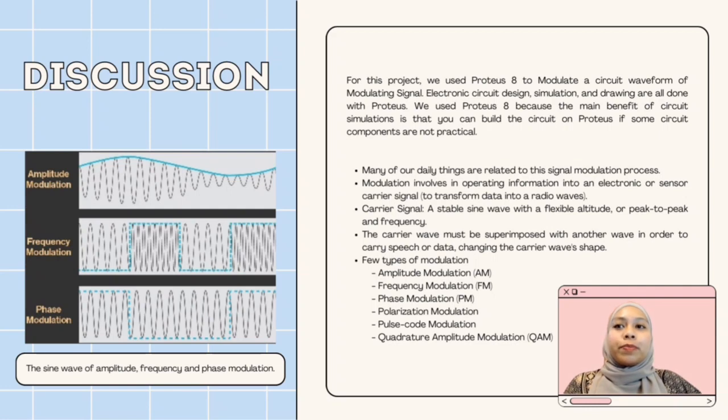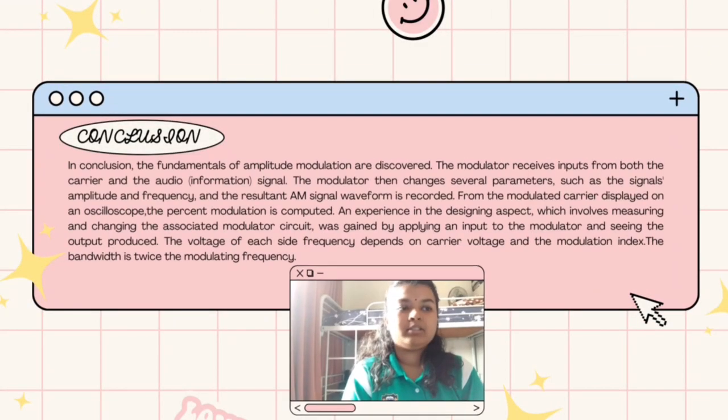This figure shows the amplitude modulation signal, frequency modulation signal, and phase modulation signal. That's all from me. In conclusion, the fundamentals of amplitude modulation are discovered. The information signal's voltage or power level modifies the carrier's amplitude proportionally. The AM carrier is sent by itself when there is no modulation. The carrier amplitude increases and decreases in step with the application of the modulating information signal, a sine wave. During AM, the carrier frequency doesn't change.